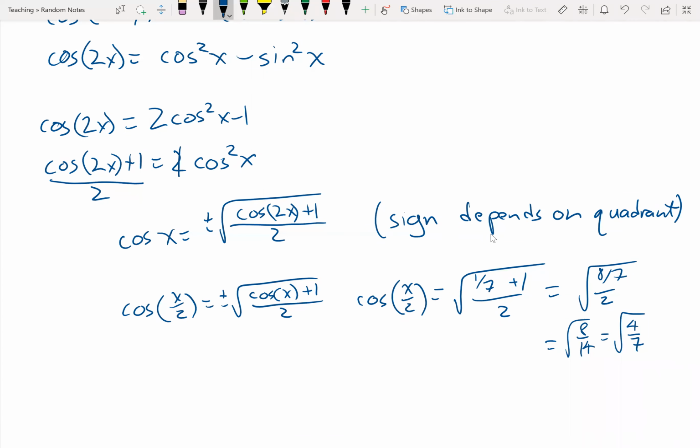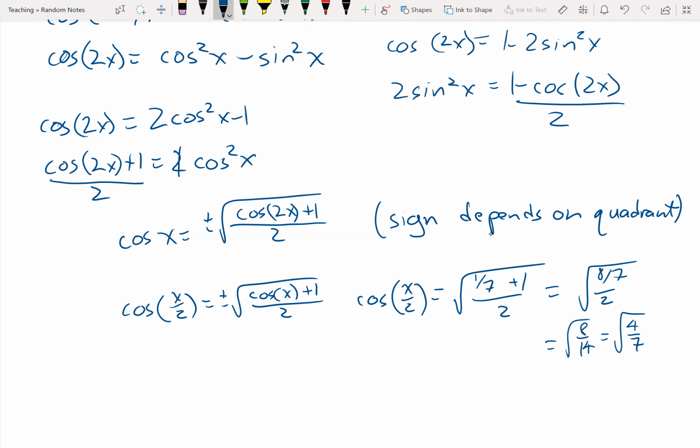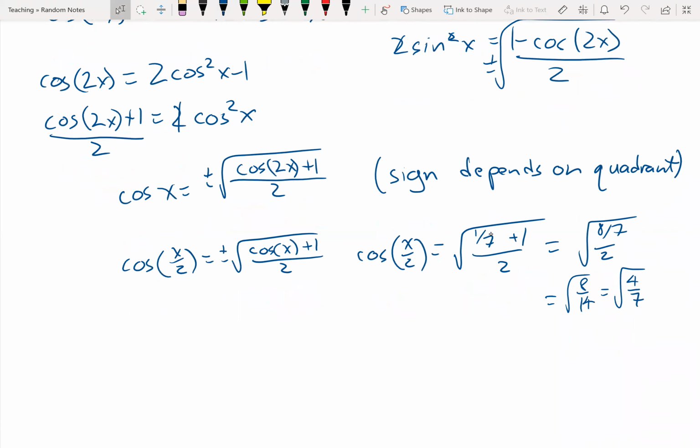So for sine, I'm going to use the double angle formula for something that only has sine. Cosine of 2x equals 1 minus 2 sine squared x. So let's solve that. I'm going to add the 2 sine squared x and subtract the cosine, so sort of swap their sides. Then divide by 2 and take the square root. So that cancels those two. All right, so now I'm just going to replace x with x over 2.